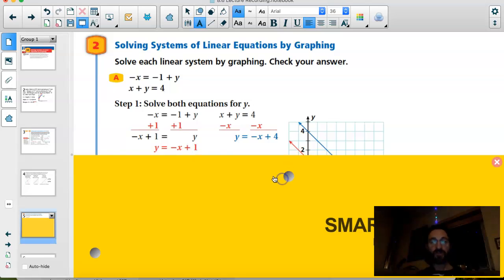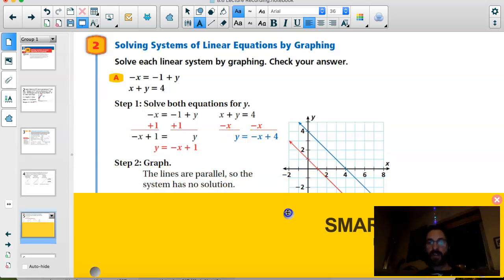So you can see here in this first one, I'm getting y all by itself, right? I'm adding 1 to both sides, so I can end up with y equals negative x plus 1. Because I can graph that. I can look at this and go up 1 and apply a slope of down 1 over 1. Same thing with this x plus y equals 4. If I subtract an x from both sides, I can rewrite it as y equals negative x plus 4.